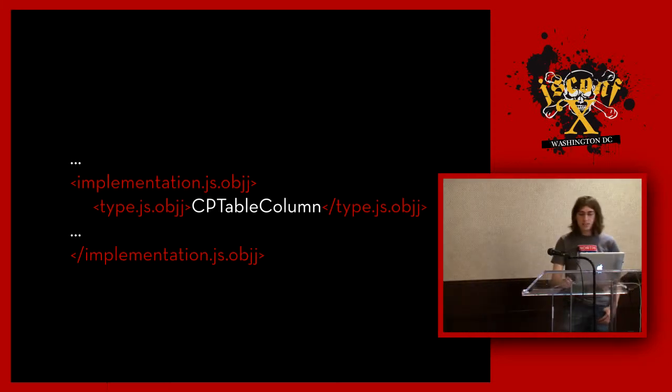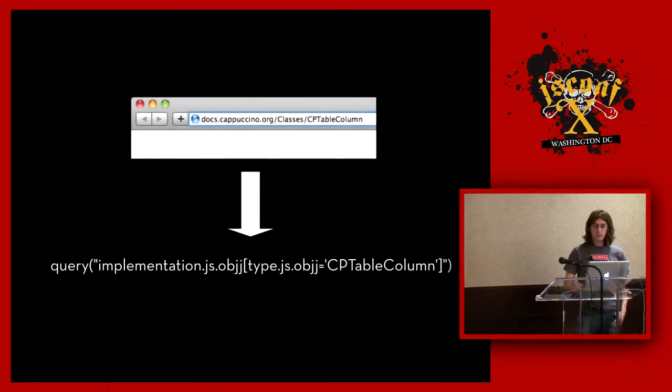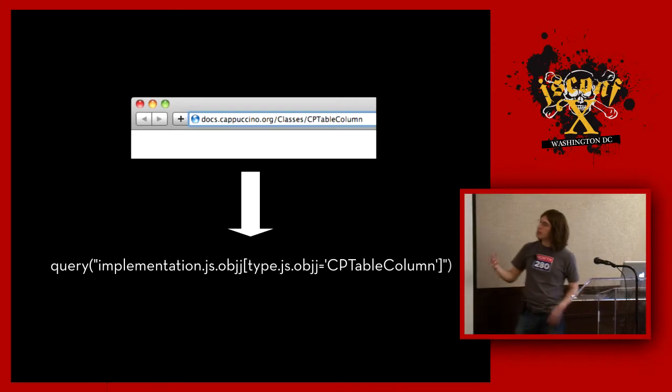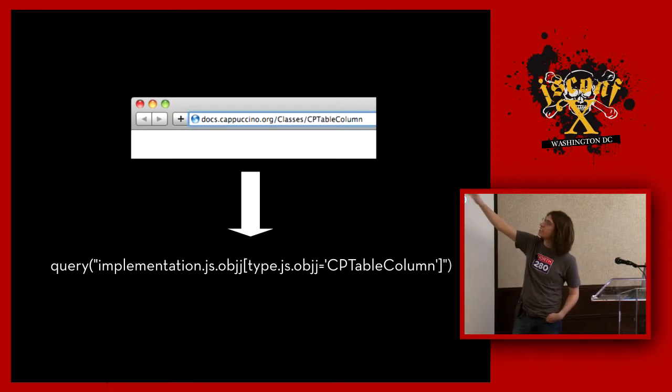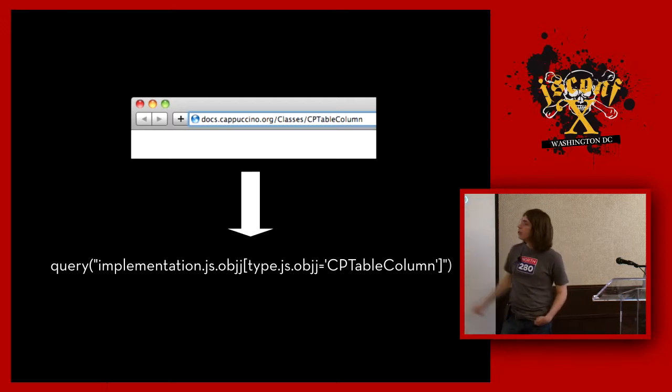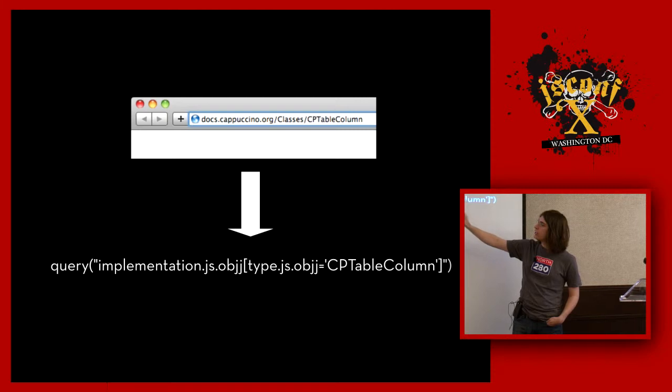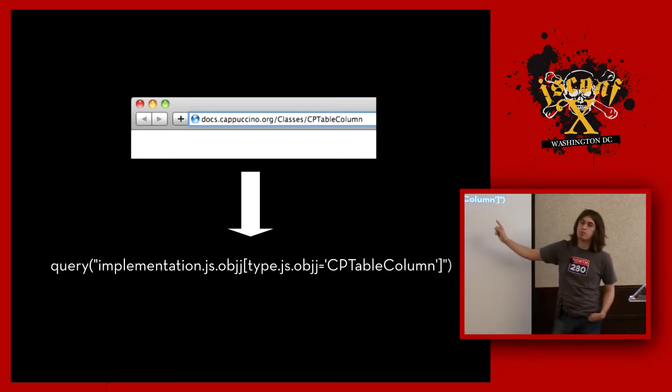And the really cool thing about that is that it allows us to create queries, right? So all of a sudden, you don't have to write parsers for your language or your DSL or your framework anymore. You can just do queries, and this is a very, very powerful thing. So this is just an example. If you imagine docs.cappuccino.org/classes/CPTableColumn, you would do something just like jQuery where you say, give me all the implementations where the name of the class is CPTableColumn.